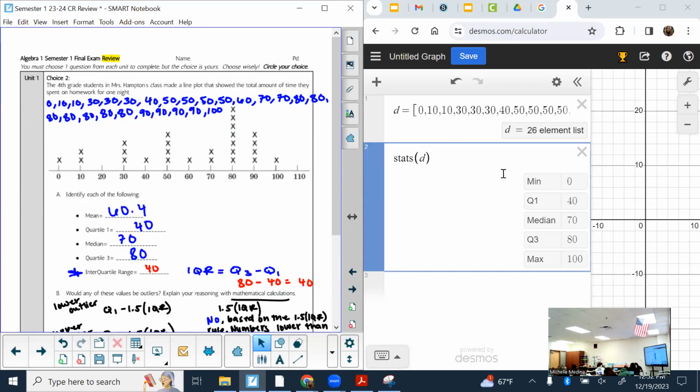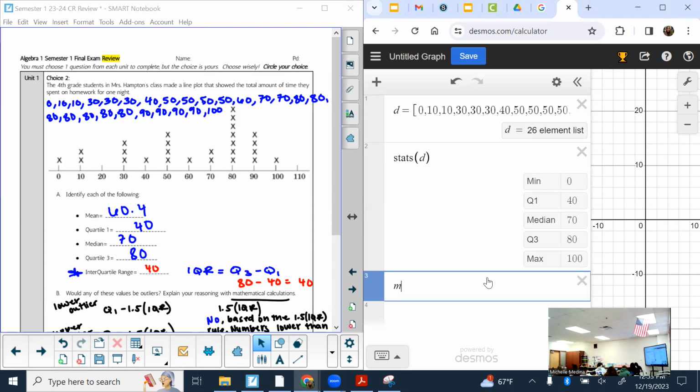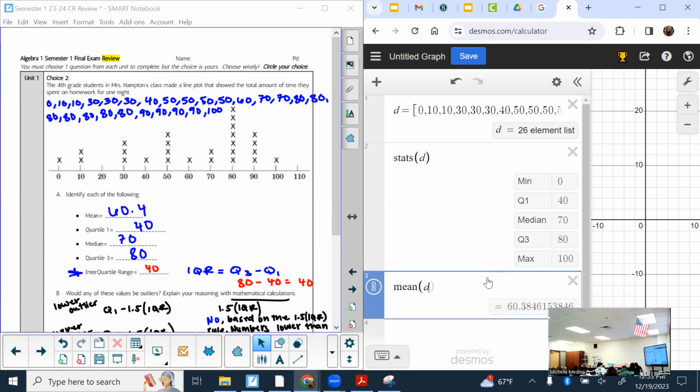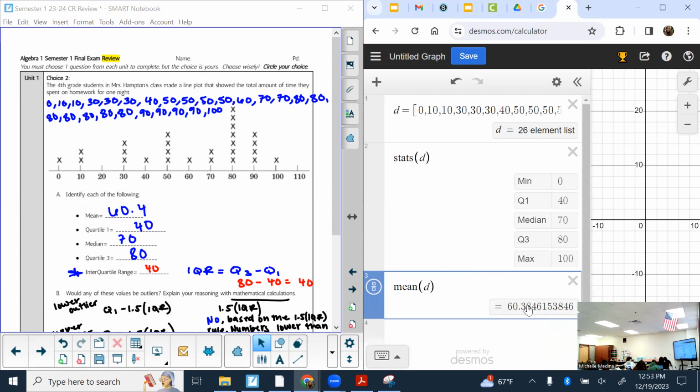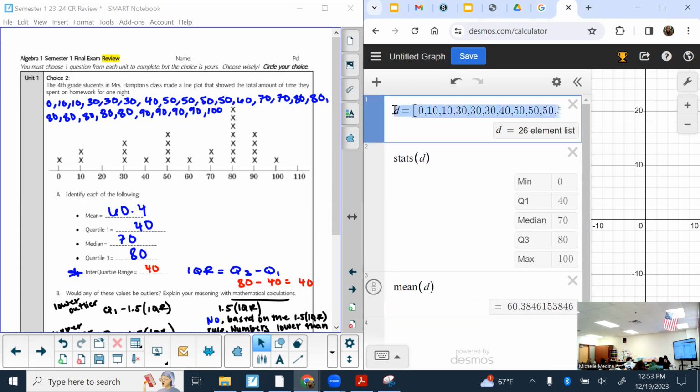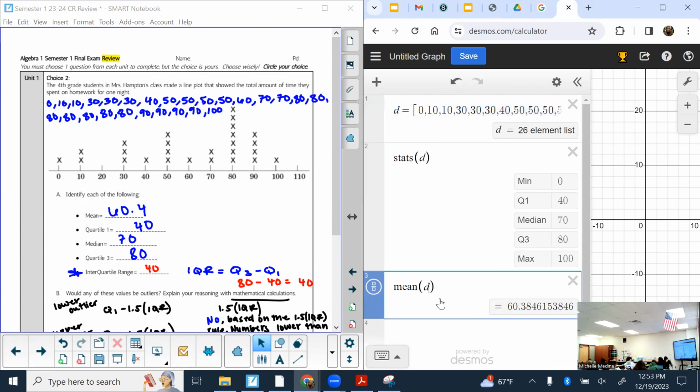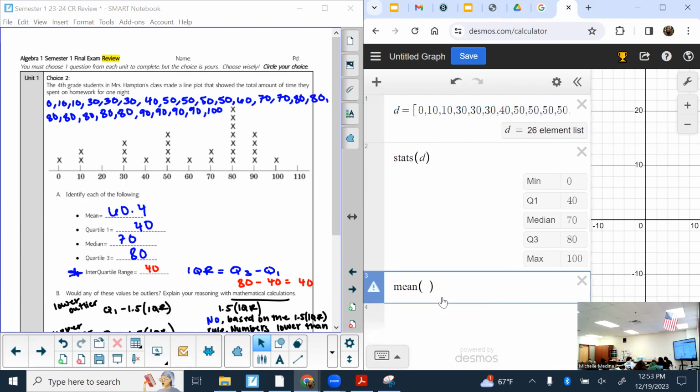Does it say mean though in this list? Okay, so then I could type in mean parentheses D, and now it gives me the mean, which when you round it is about 60.4. So there's that. You could also, if you forgot how to do this part up here, type in mean and say you were taking the mean of like 2 numbers or a list of numbers. You could also type in the list this way.